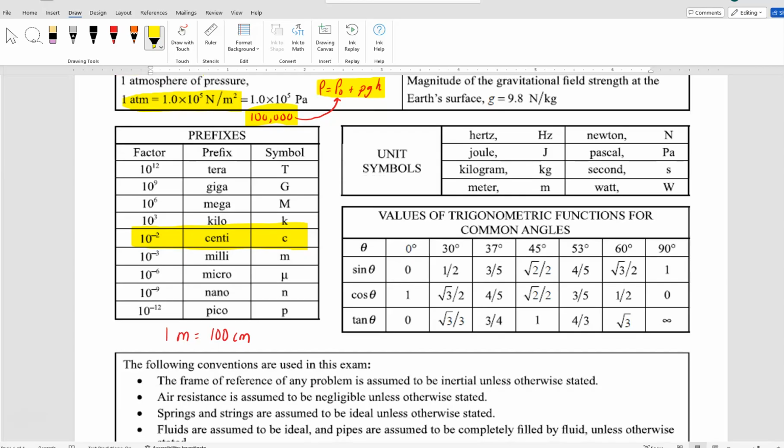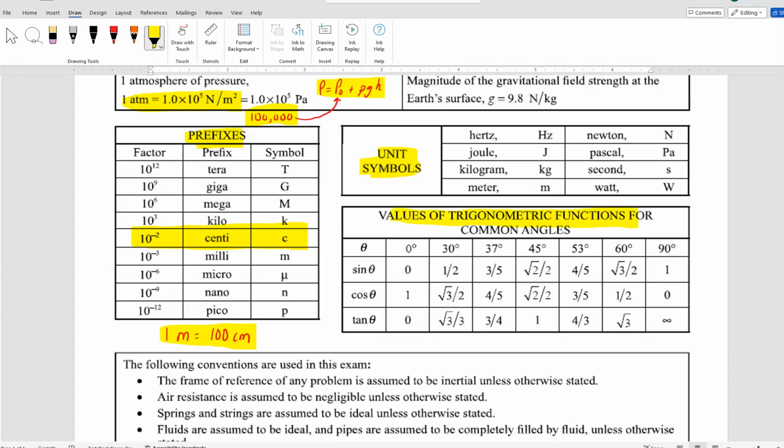If you need to convert, well, we've got prefixes right here. You shouldn't be converting a whole lot, but they're there for you. I imagine 1 meter equals 100 centimeters is probably going to be one you may have to use on your AP test. Over here we've got our symbols in case you need them.